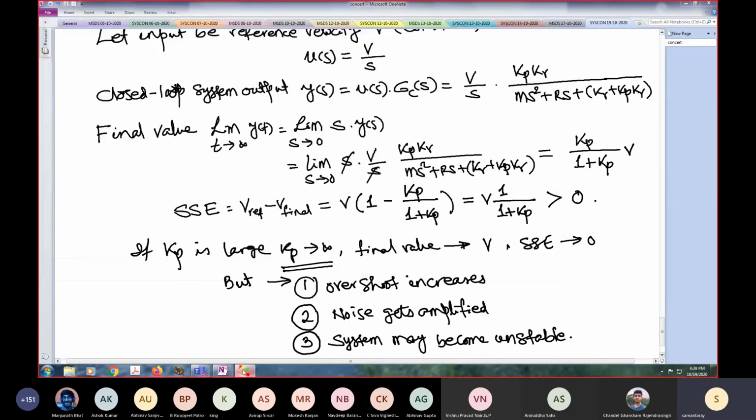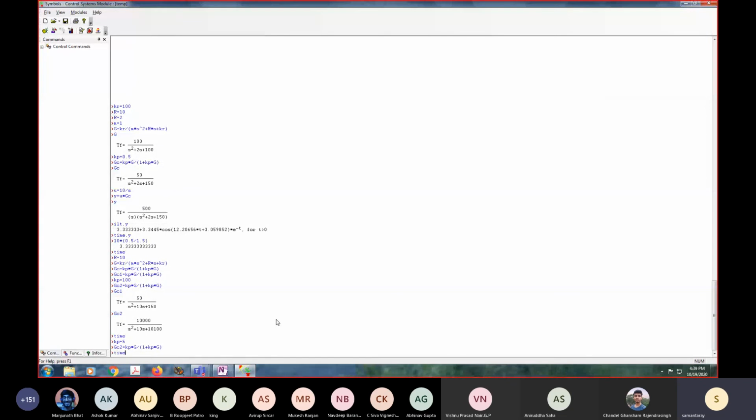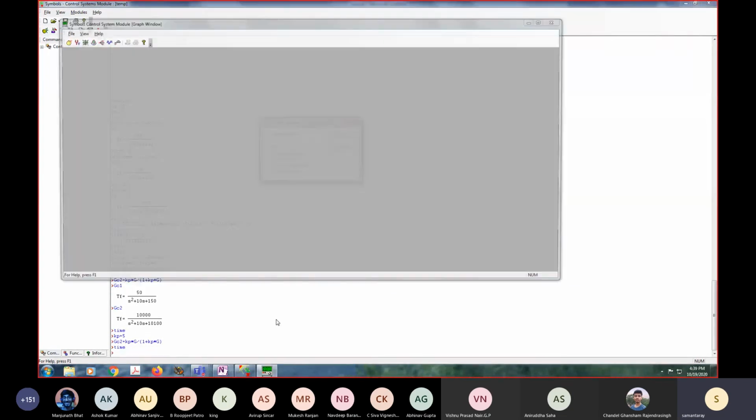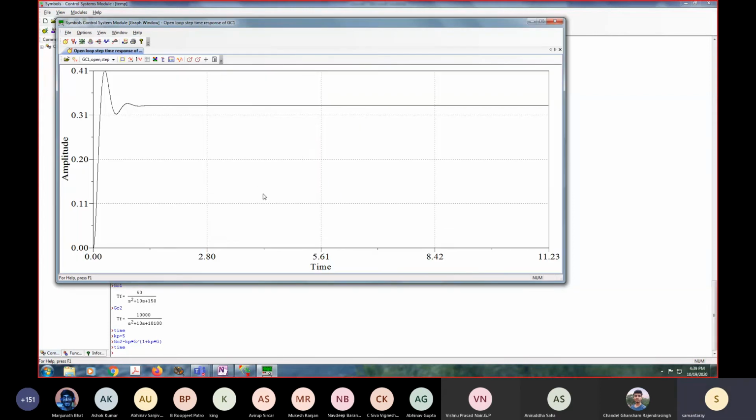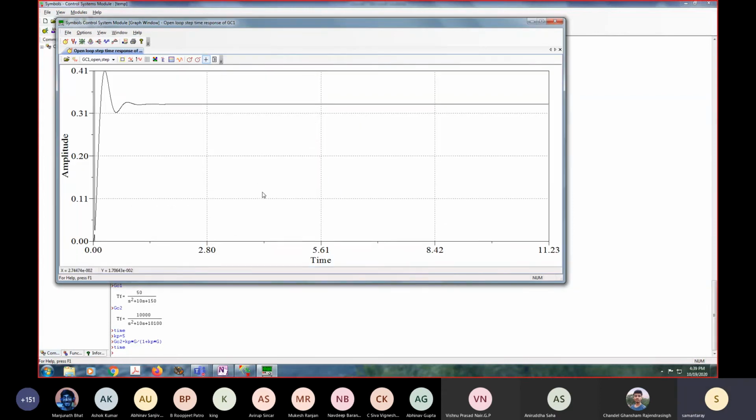One is with 0.5, the other is with 5. GC1 open loop step. This one, as usual, will show you the 0.33 value. So you get 0.333. The damping is quick because my damping is more.